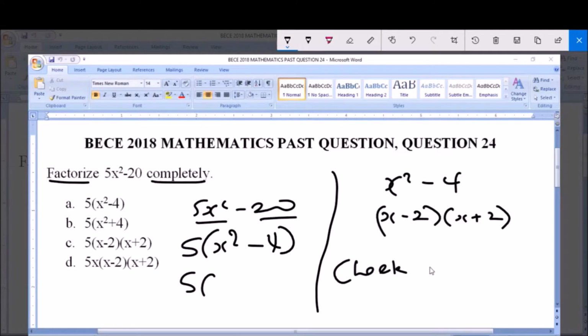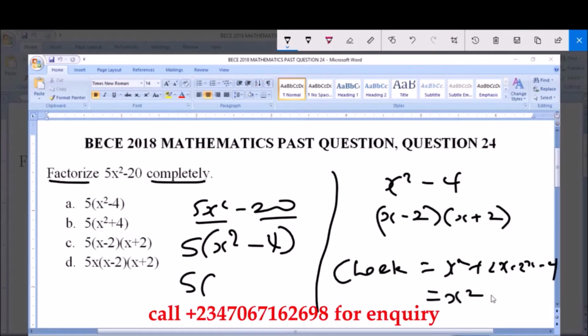Let's check. x times x will give us what? x squared. Now x times plus 2 will give us what? Plus 2x. Minus 2 times x will give us what? Minus 2x. And minus 2 times plus 2 will give us what? Minus 4. Now plus 2x minus 2x will give us 0. So we have x squared minus 4.